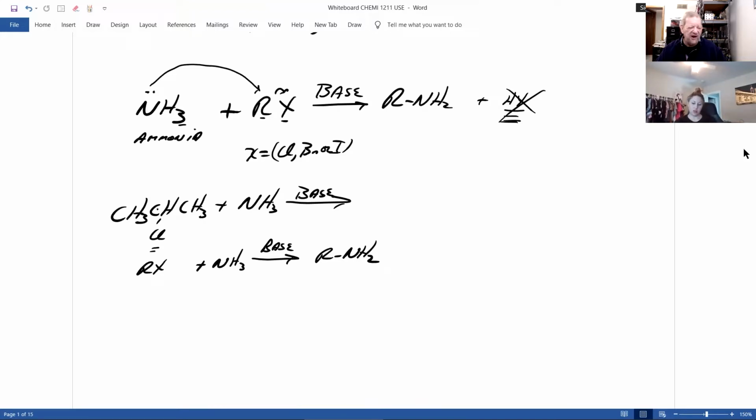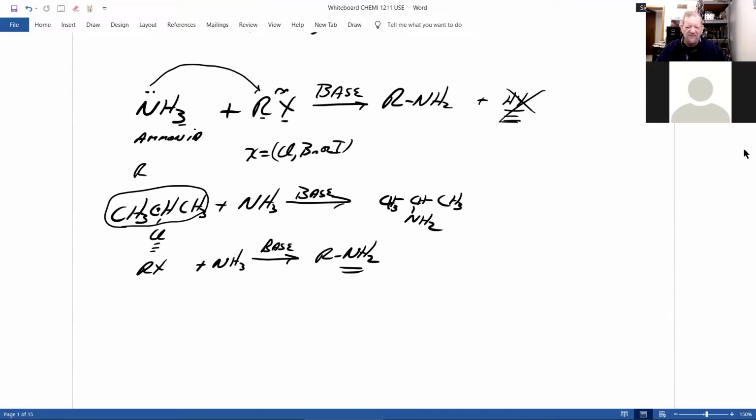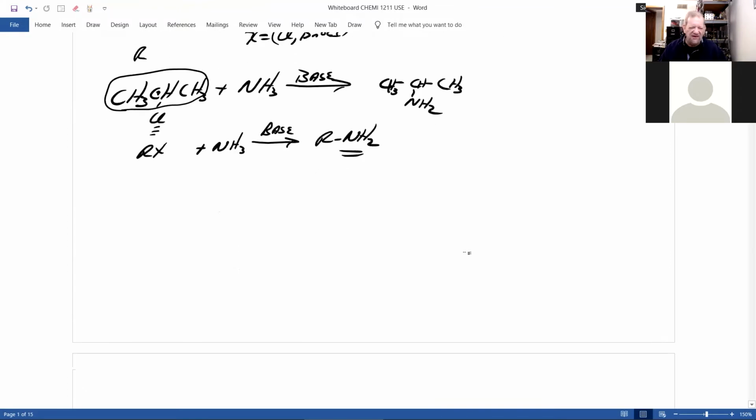What carbon has the halogen? This one. Do you break carbon-carbon single bonds? No. Anybody have dreams about me saying that? I hope not. And the carbon with the halogen now will have NH2. And you've made an amine, a primary amine. I'll never ask on tests what's a primary, secondary, tertiary amine.